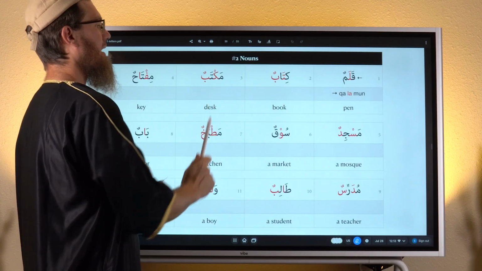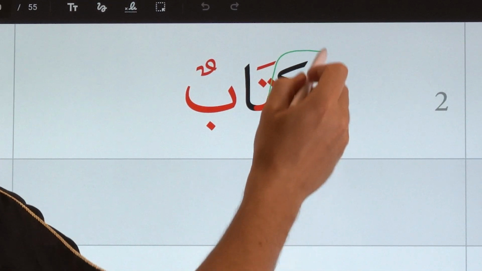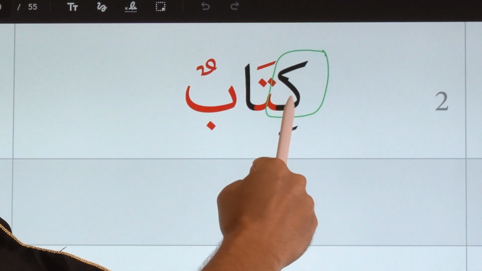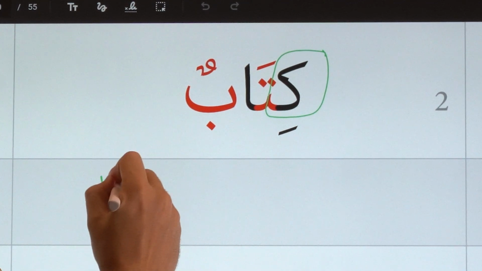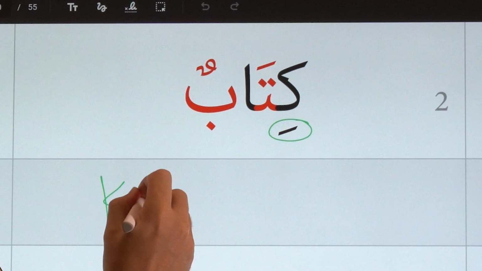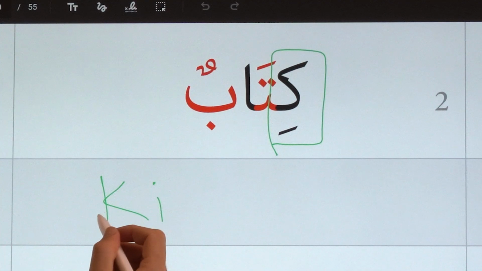Nouns is the second category. So let's try number 2 together. First we identify the letter. This cracked line is the letter kaf. So we're going to write a K for the kaf. Beneath the kaf is a kesra, so we'll write an I for the kesra. So the kaf and kesra would be pronounced ki.